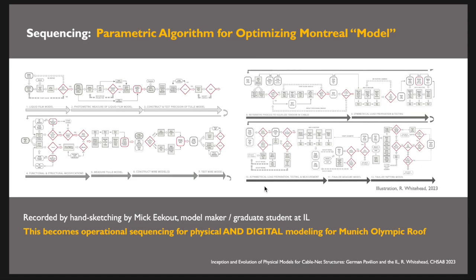One of the main conclusions of this whole series of ways of talking about the model is actually what came out of this was a parametric algorithm for optimizing the model. You're looking at something that I translated from a series of hand sketches from a graduate student who worked at the Institute for Lightweight Structures during the Montreal project named Mick Eekhout. What he ended up doing was writing out a set of different ways in which you would have a task to be put forward. You can see he's talking about liquid film models, photometric measure of the film model, construct the Tully model. Tully is the fabric that we were talking about, structural modifications, etc.